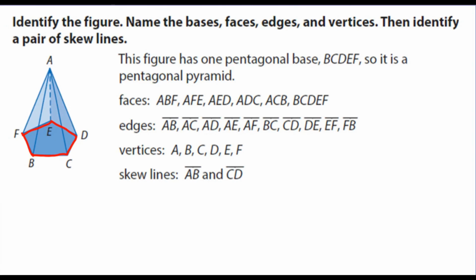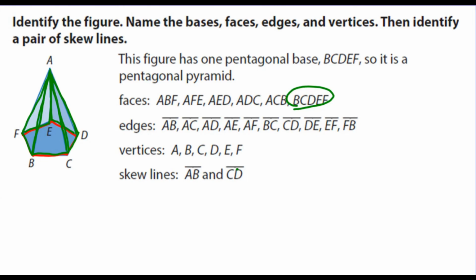And then we have the base, which is BCDEF. And then the other faces we have are ABF. I'll try to keep track of these here. ABF is this triangle here. We have AFE, which is the triangle in the back. We have AED, which is the triangle on the back right. We have ADC, the triangle in the front right. And we have ACB, which is the triangle directly in front. And then, of course, that base again, BCDEF, the bottom one there. Those are all the faces.